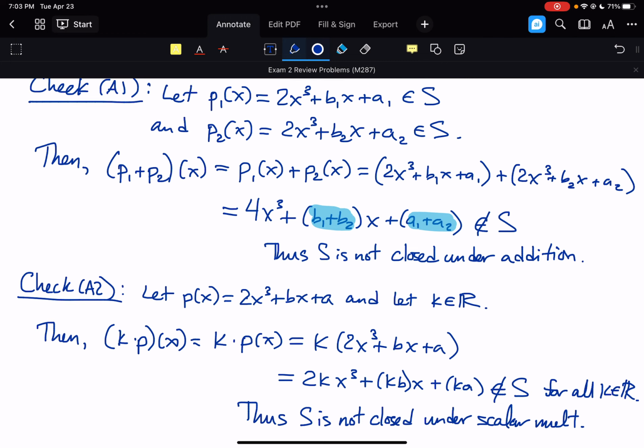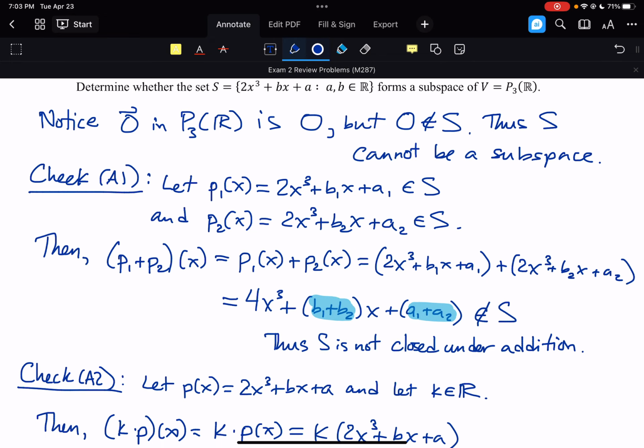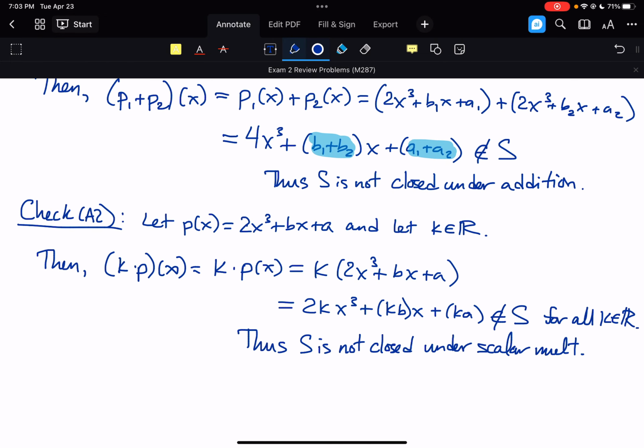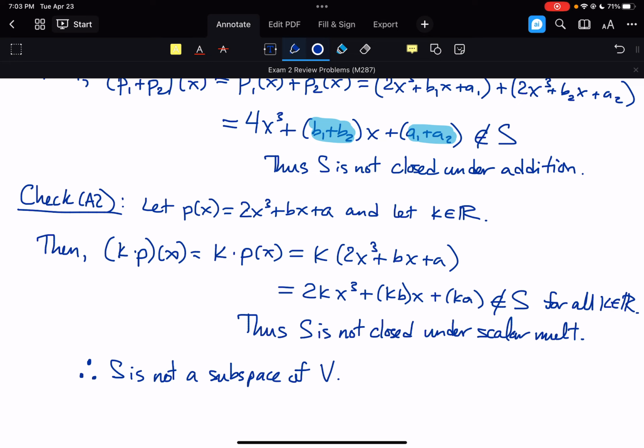Okay. And any one of these conditions, again, would have been sufficient to say that it's not a subspace. So therefore, S is not a subspace of V. So just be careful to check and make sure that you know what the question is asking you for. If it's just asking, is it a subspace, you can just use any one of these to show that it's not. But if the question is asking you to verify or check A1 and A2, then you would still need to do them both regardless of whether they succeed or fail.